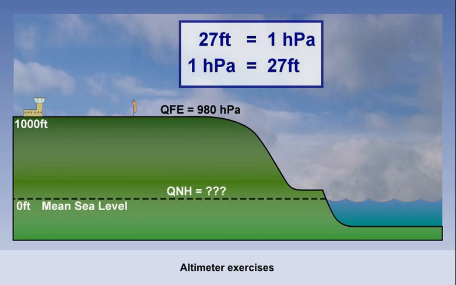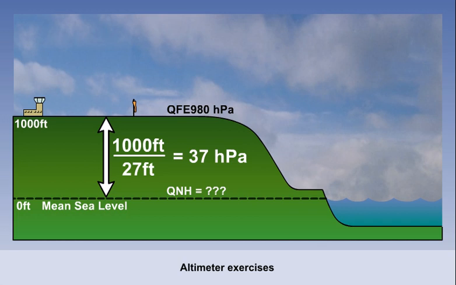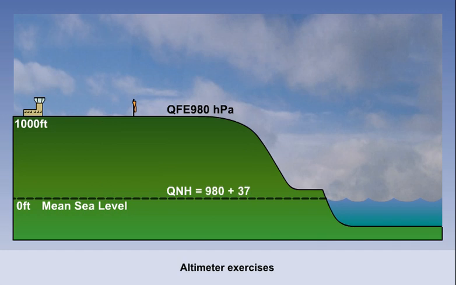If we know that pressure changes by approximately 27 feet per hectopascal, all we have to do is to find out by how much the pressure changes in 1,000 feet. This requires a simple calculation. 1,000 feet divided by 27 tells us that the pressure change in 1,000 feet is approximately 37 hectopascals. Now we simply add this to the pressure at the airfield to find the QNH. In this example, the QNH will be 980 plus 37, which equals 1,017 hectopascals.